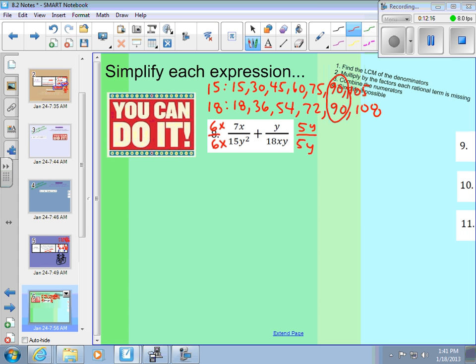So now we're going to multiply through. If we multiply these, 6 times 15 is 90. That's what we've already figured out. We have an x and a y squared. With our second term, if we do the multiplication, we should get the same thing. 18 times 5 is 90. x, y times y is y squared.